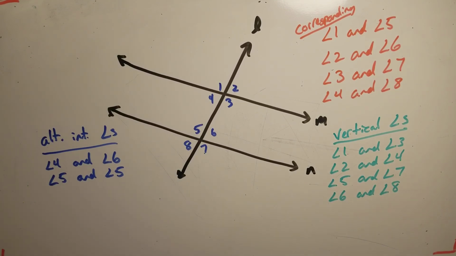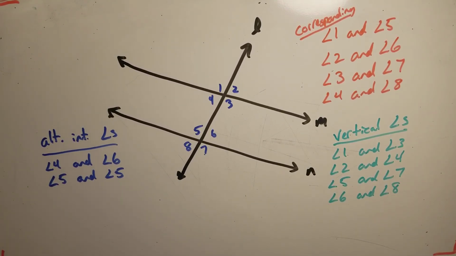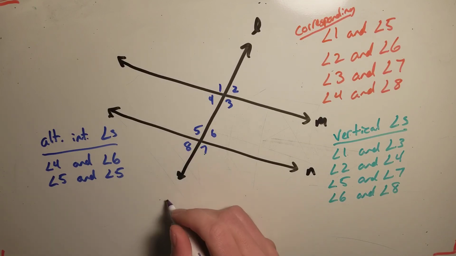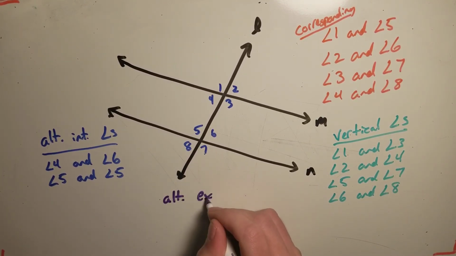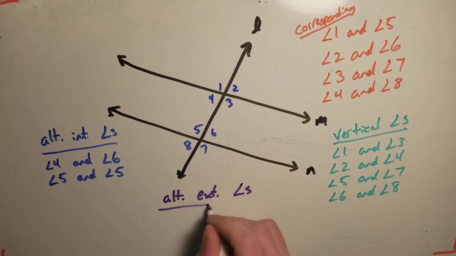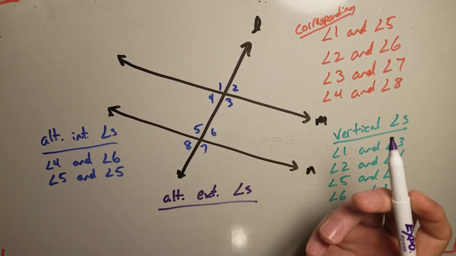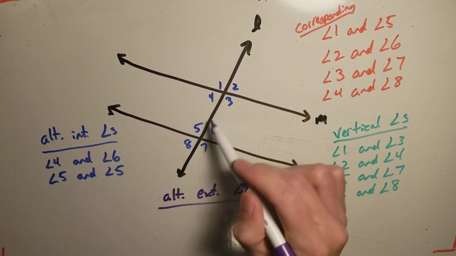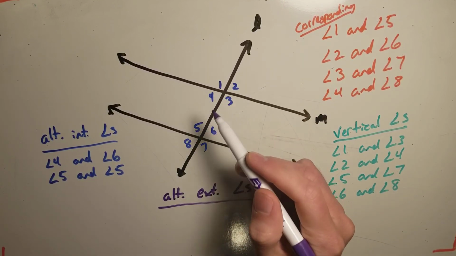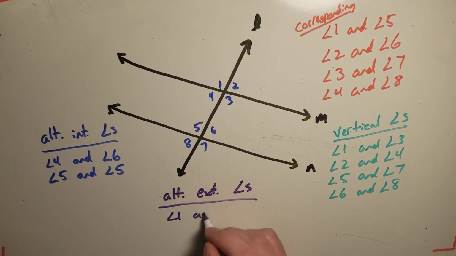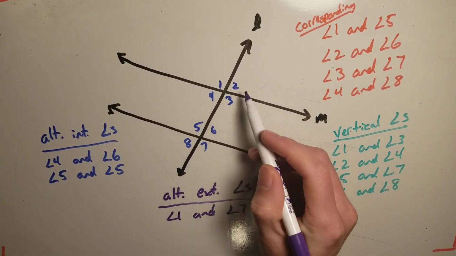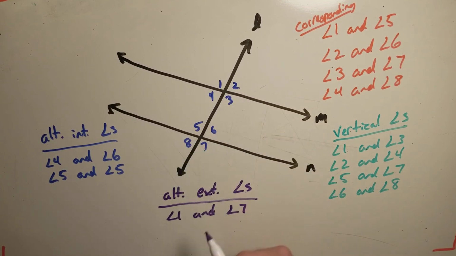Alright, and the last goal is to name 2 pairs of alternate exterior angles. So to be alternate exterior, well, you have to be exterior. So that would be 1, 2, 8, and 7. And you have to be on opposite sides of that transversal. So L was the transversal here. So angle 1 would go with angle 7. Angle 2 would go opposite with angle 8. So there's another pair of alternate exterior angles.